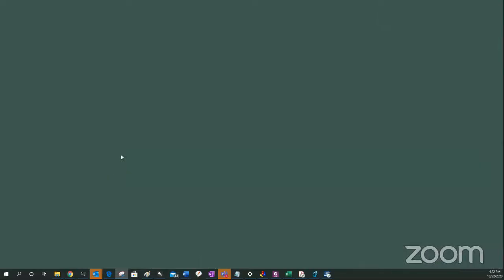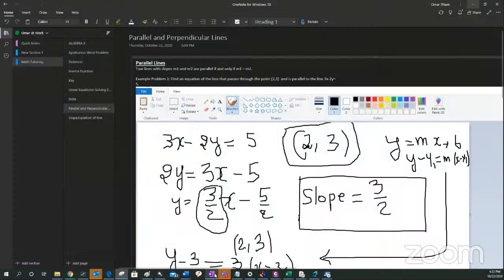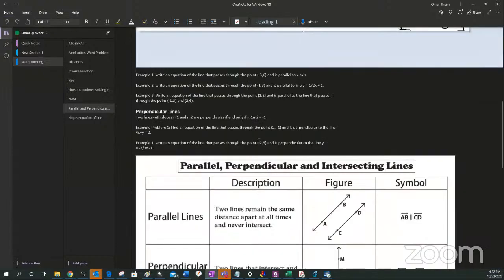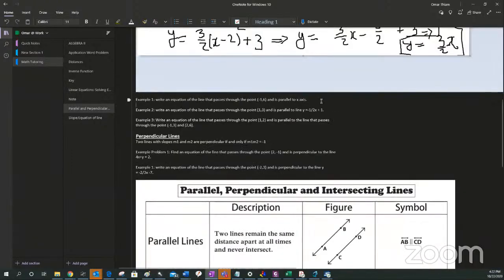All right. So we're going to move to example one, if everybody can see. Write an equation of the line that passes through point (-3, 6) and is parallel to the x-axis.